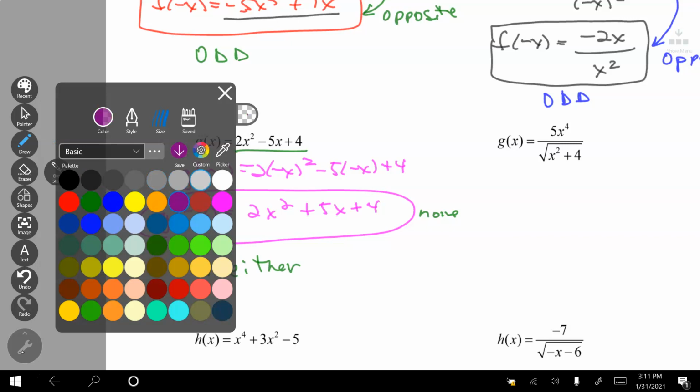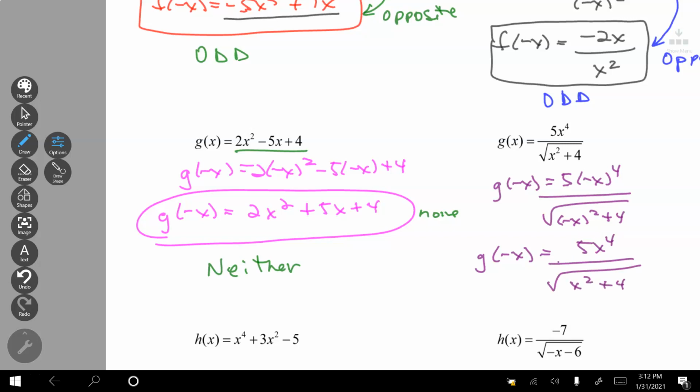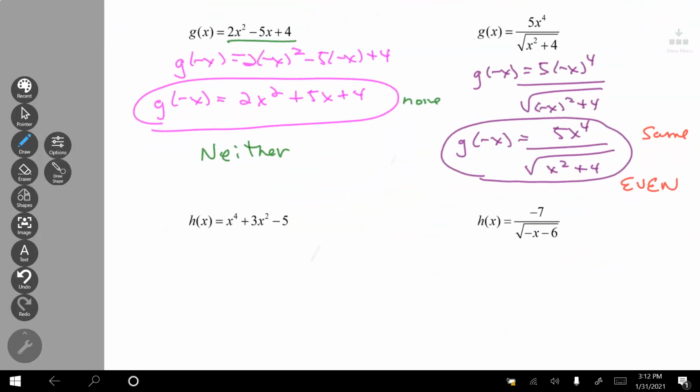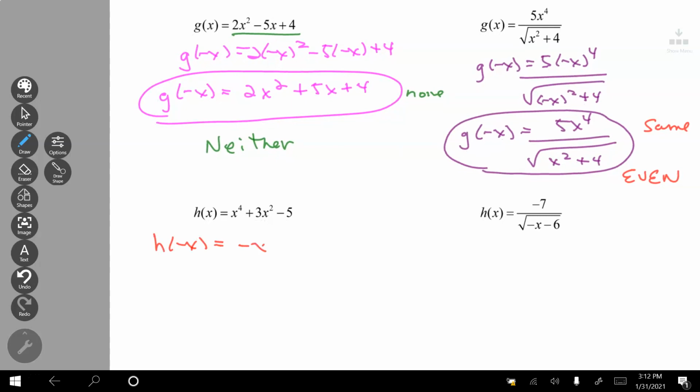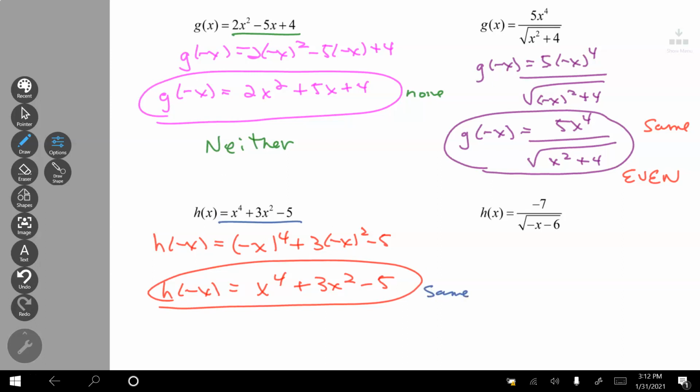I'm going to do the same over here. g of negative x is 5 times negative x to the 4th over the square root of negative x squared plus 4. So g of negative x is equal to negative x to the 4th is x to the 4th, times 5, over the square root of negative x squared becomes x squared plus 4. And when I see this, they look exactly the same. So this is an even function. This problem down here, h of negative x is negative x to the 4th plus 3 times negative x squared minus 5. And negative x to the 4th is x to the 4th, negative x squared is x squared times 3 is 3x squared, minus 5. And I notice that these are exactly the same as the original function. So this is again even.